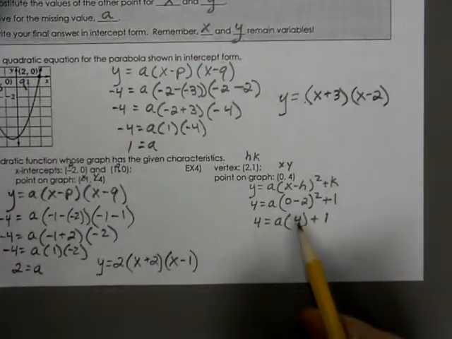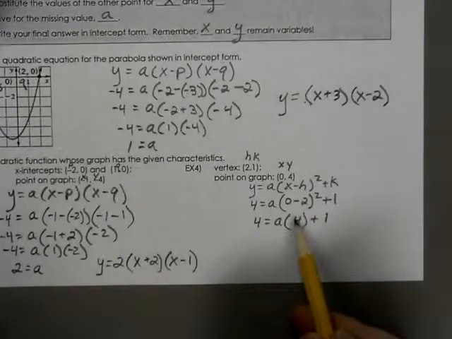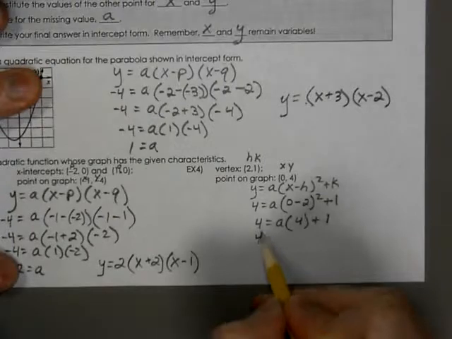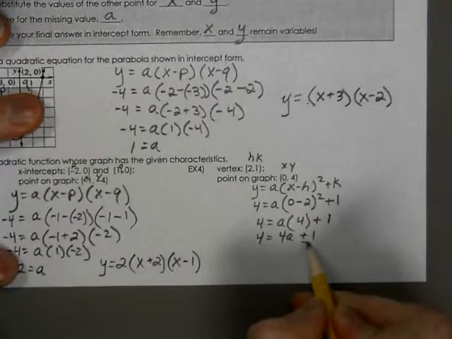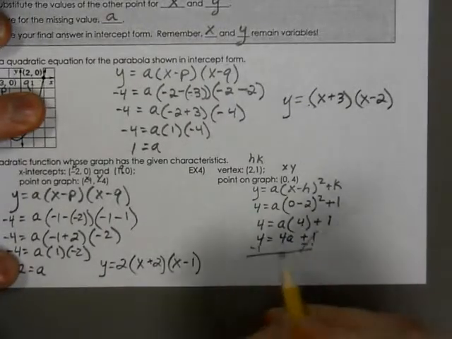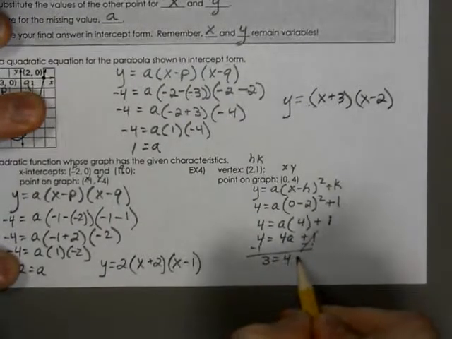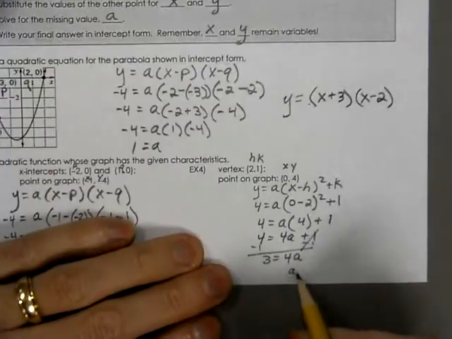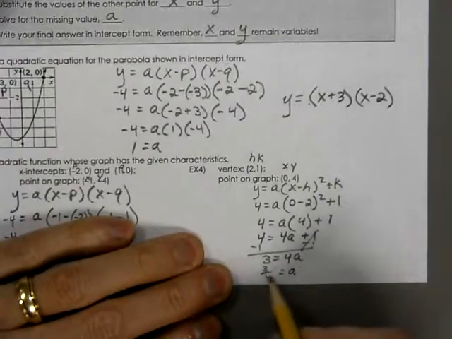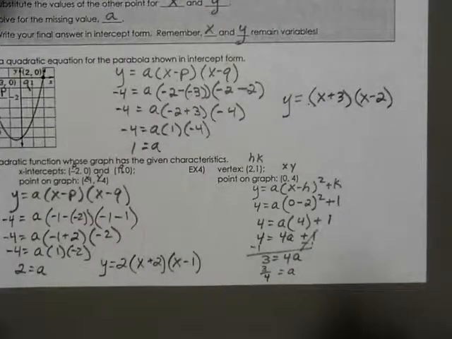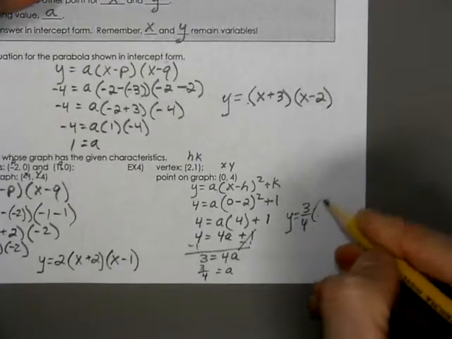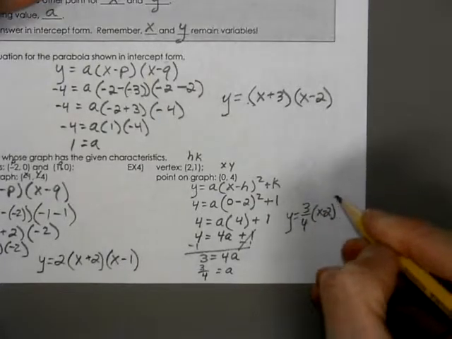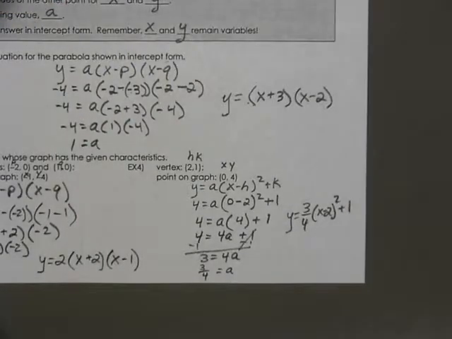When you square a negative 2, you get positive 4. A lot of people make a mistake here and they say 4 plus 1 is 5, but you can't do that. This isn't really 4. This is 4 times a. So it's really 4a plus 1. So you have to subtract the 1. And then divide by the 4, and a equals 3/4. So your final equation is going to be 3/4 (x minus 2) squared plus 1.